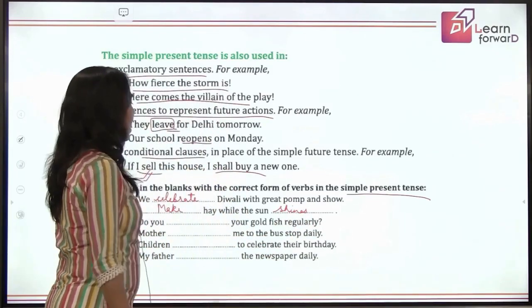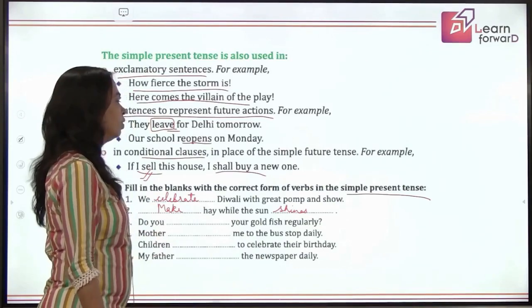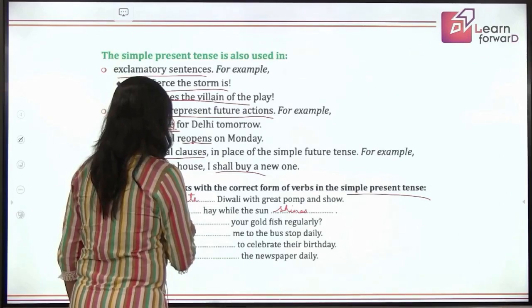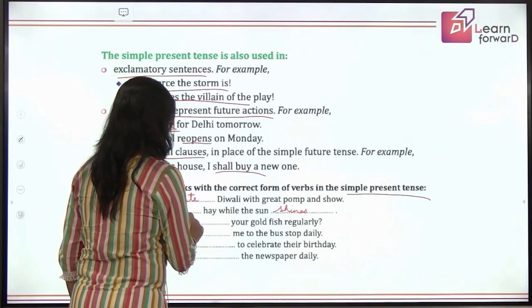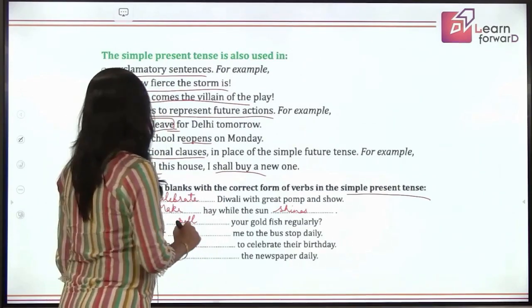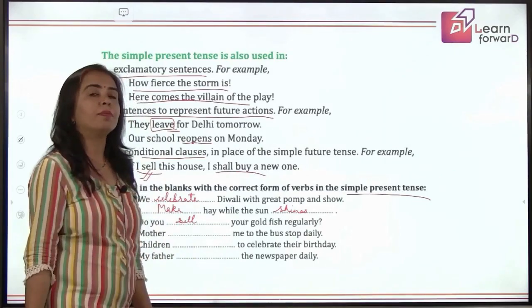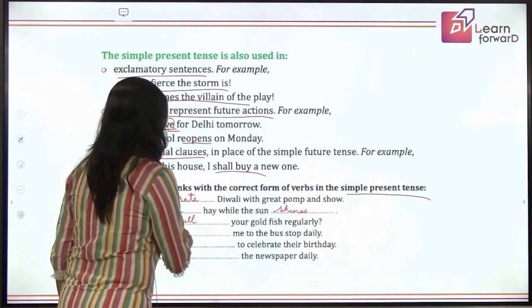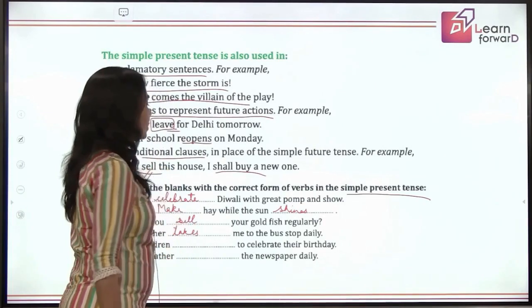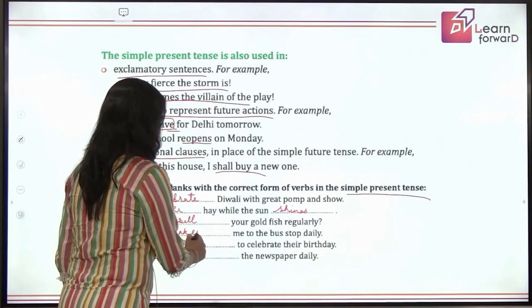Next, do you dash your goldfish regularly? What do you do with your goldfish? Do you sell your goldfish regularly? Next, mother dash me to the bus stop daily. Yes, mother takes me or she drops me. Okay. Children dash to celebrate their birthday. Children enjoy, they love, they want.